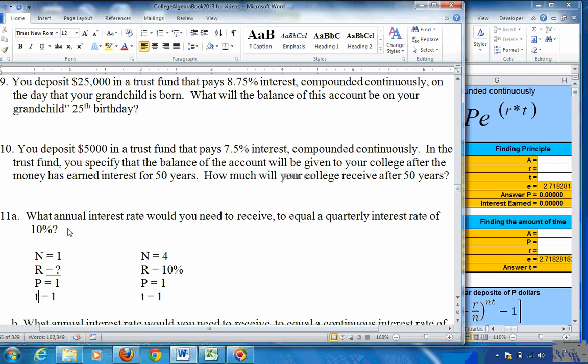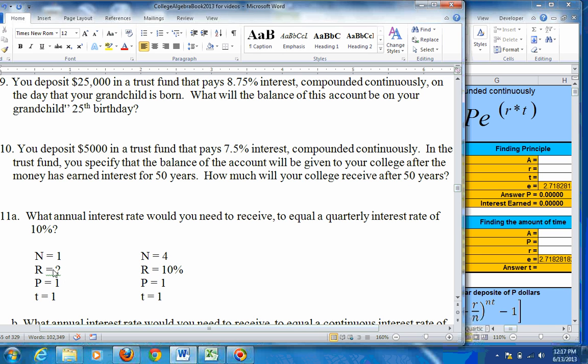Okay, on problem 11a, it says, what annual interest rate would you need to receive to equal a quarterly interest rate of 10%? So I'm keeping track of two different banks here. This one is my annual interest rate. That's why the N equals 1. And over here is my quarterly interest rate. Okay, and I said quarterly interest rate of 10%, so n equals 4, and the rate is 10%. It said, what annual interest rate do I need?